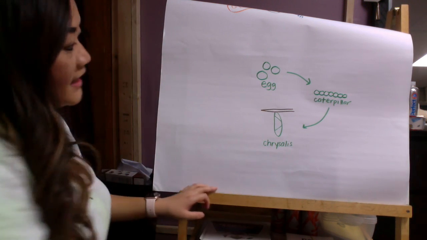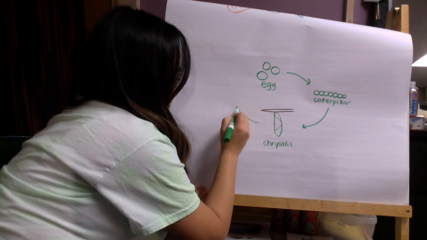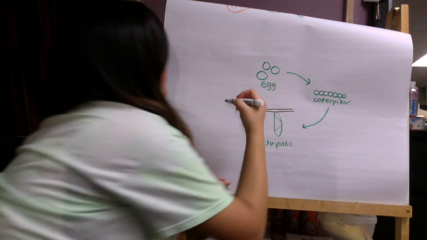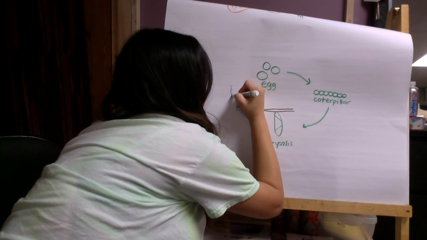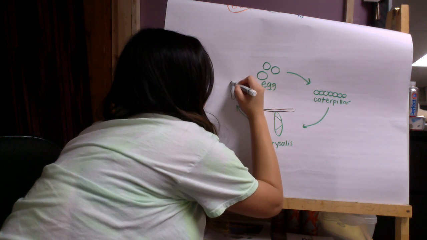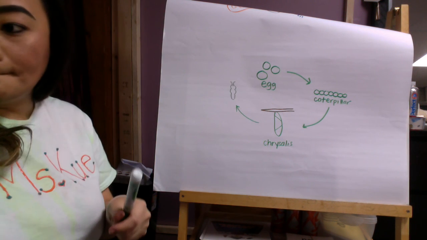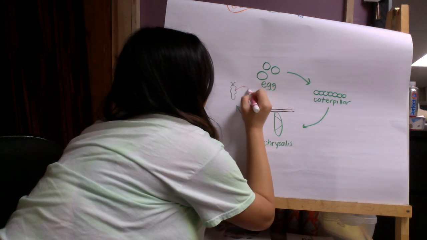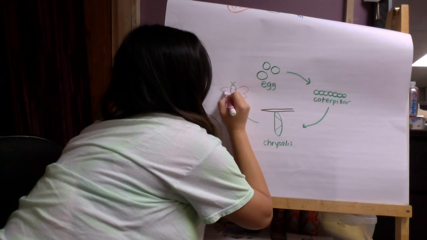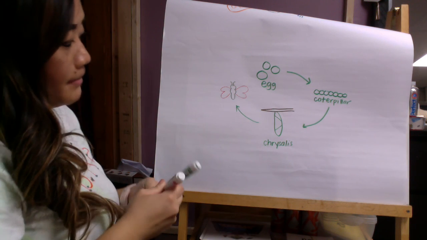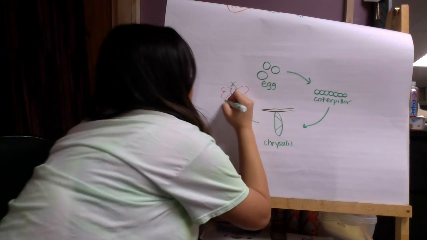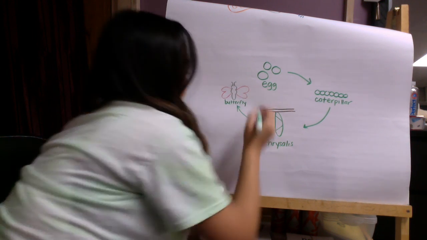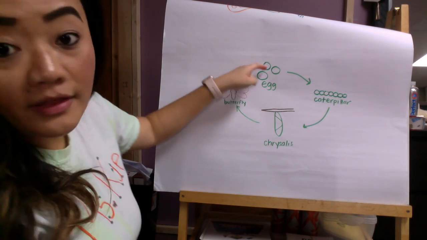Chrysalis, okay. Then out of the chrysalis comes a butterfly, okay. A butterfly. Maybe I'll give this butterfly pink wings. Okay. Butterfly starts with a B. Butterfly. Okay. And then there's an arrow that goes to the egg.